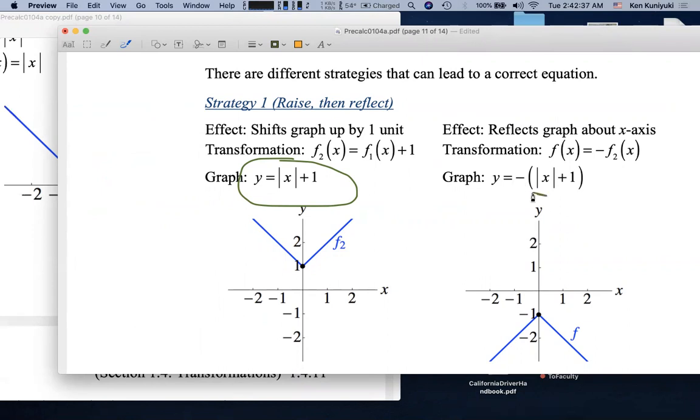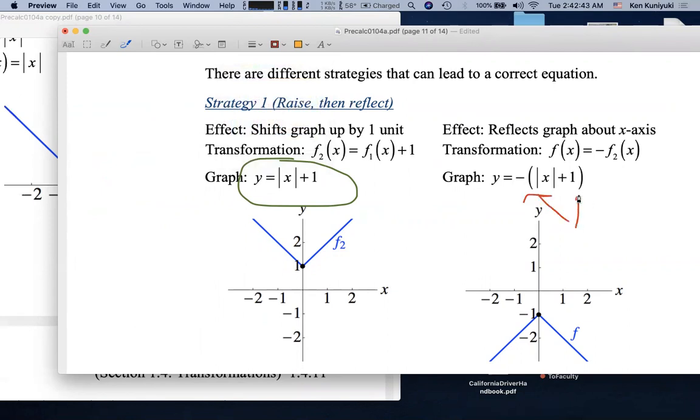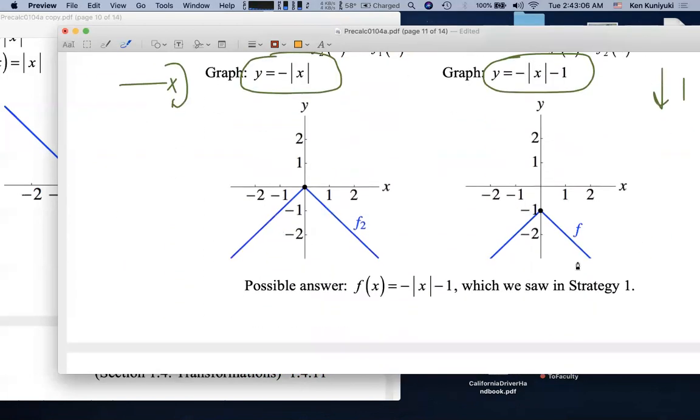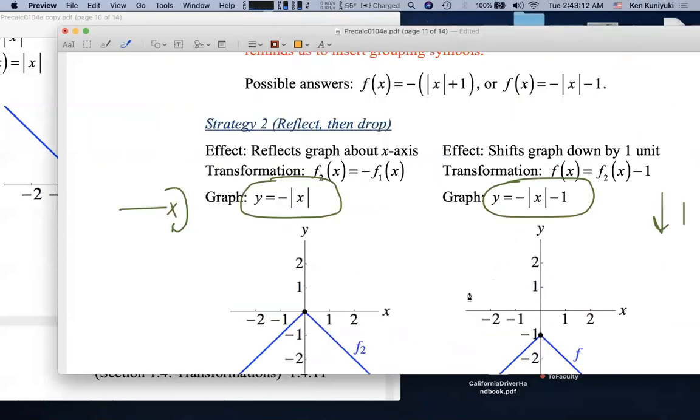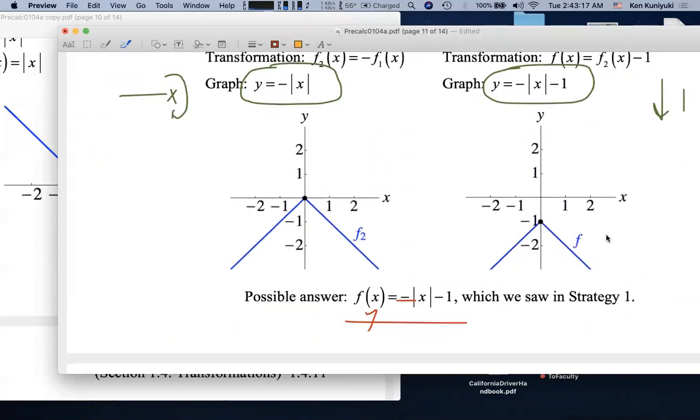So notice I have grouping symbols here. You need the grouping symbols here. You're taking the opposite of all of that. And then you could distribute later on. So you could write an equation for this thing as y equals the opposite of absolute x plus 1. And what happens if you distribute the negative 1? You get y equals the opposite of absolute x minus 1. And hey, that's the same equation we got in strategy 2, because we have equivalent equations. y equals this is equivalent to y equals that. Remember that equivalent equations correspond to the same graph.